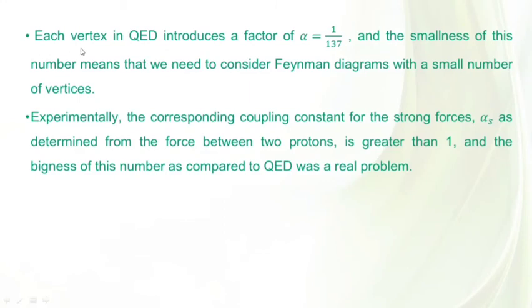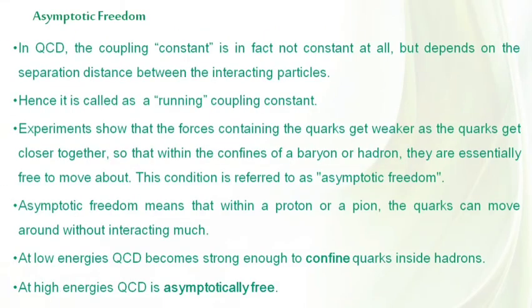Each vertex in quantum electrodynamics introduces a factor of alpha. The smallness of this number means that we need to consider Feynman diagrams with a small number of vertices. Experimentally, the corresponding coupling constant for strong forces, alpha s, as determined from the force between two protons, is greater than 1. The bigness of this number compared to quantum electrodynamics was a real problem.